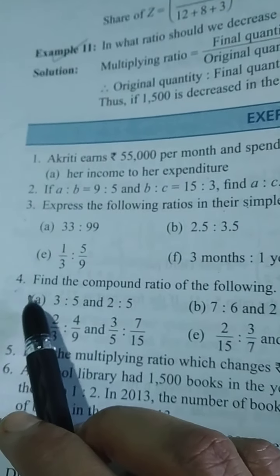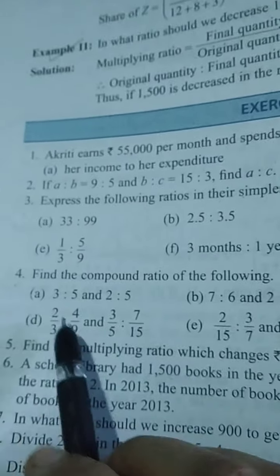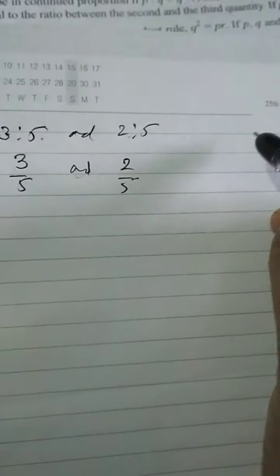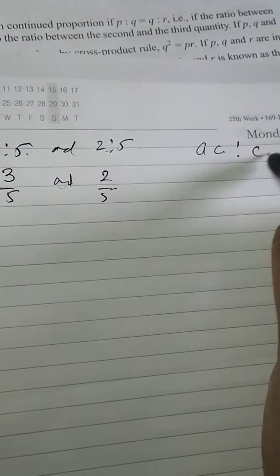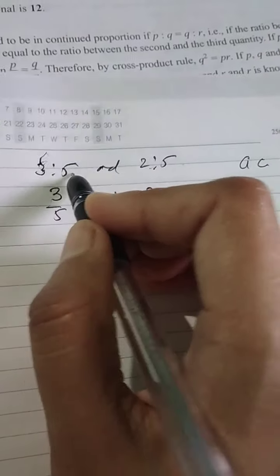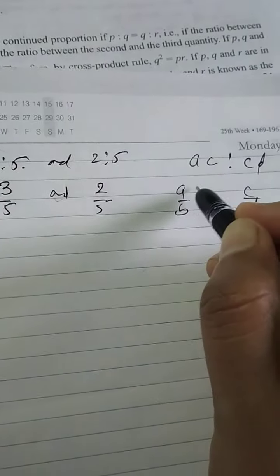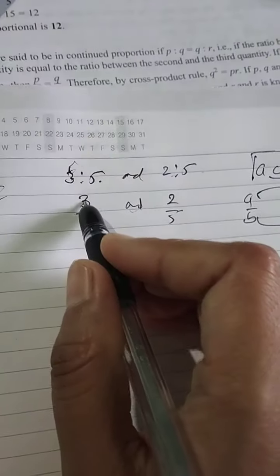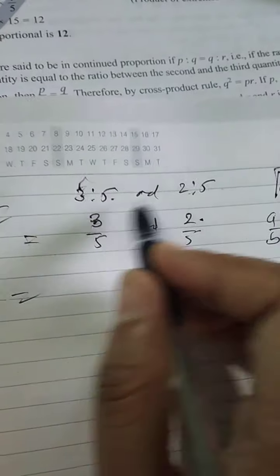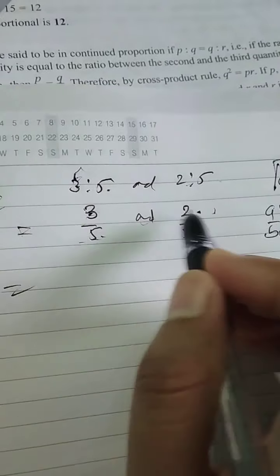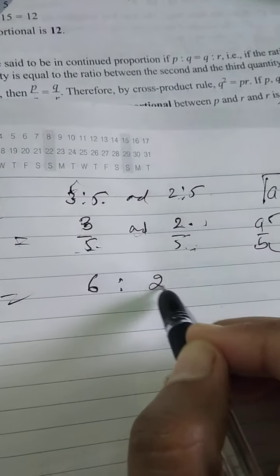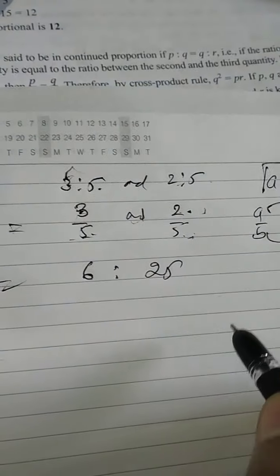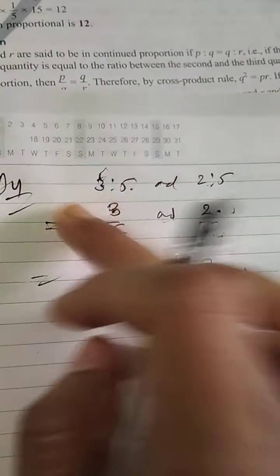Compound ratio, question number 4. Find the compound ratio of the following. So one question, just see. In compound ratio, what did I tell you just now? A is to B and C is to D, then AC is to BD. Okay, its ratio will be this. So multiply antecedent with antecedent and consequent with consequent. 3 2s are 6 is to 5 5s are 25. Got it? This is the compound form of this ratio.